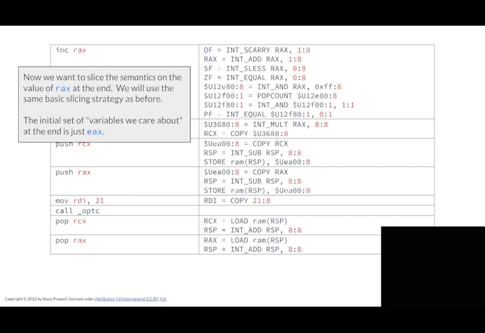So to do the slicing of this, we need a slicing criteria. And the slicing criteria we're going to use is what is the value of RAX at the end of this piece of code, right? What's the value of RAX immediately after this pop RAX?